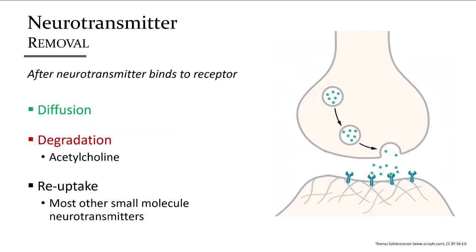Once the neurotransmitter is bound to the receptor, it can't stay there endlessly stimulating the cell. The neurotransmitter is removed. It can just float away via diffusion, or it can be broken down by an enzyme, which is what happens to the neurotransmitter acetylcholine. It most commonly is just taken back up into the axon terminal, and the process is called reuptake.